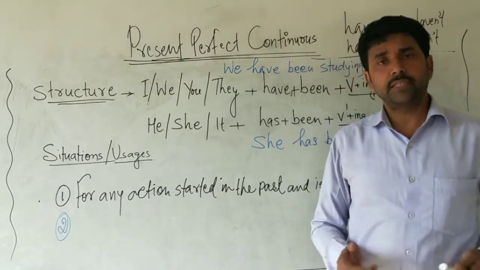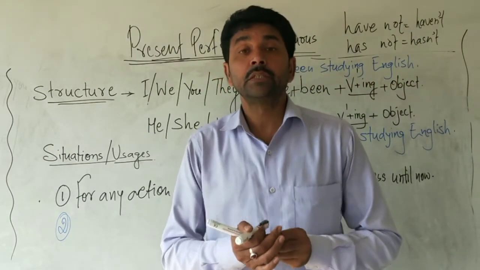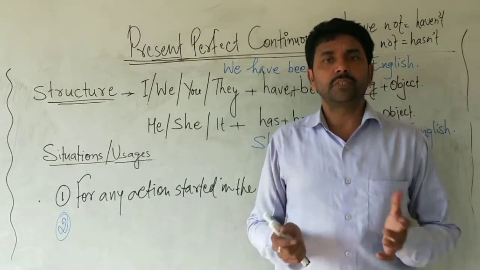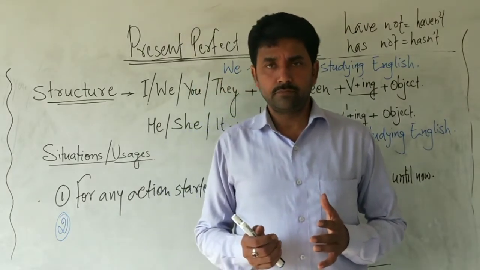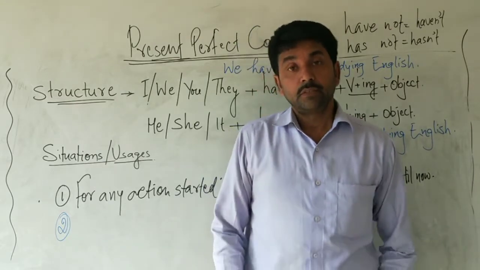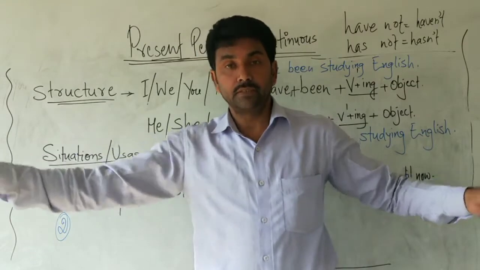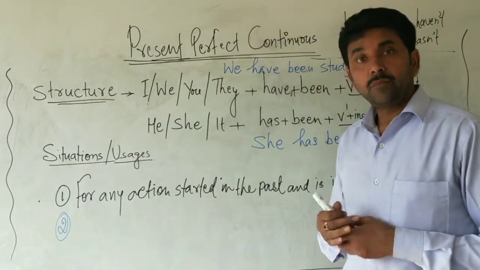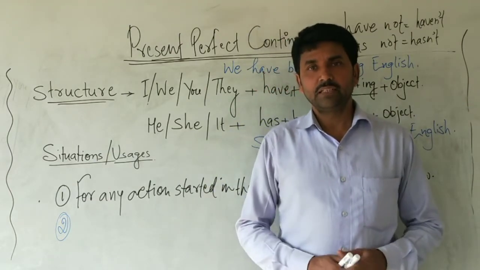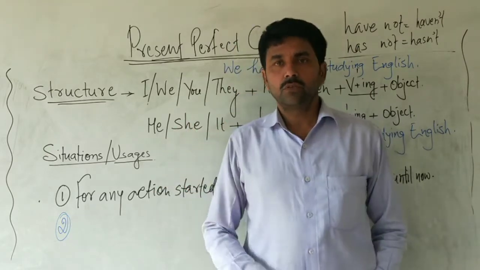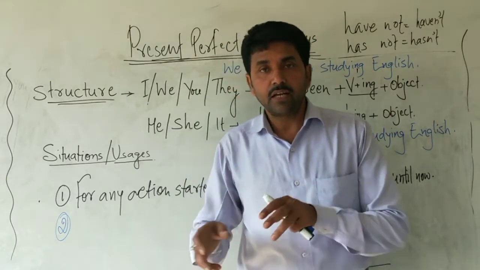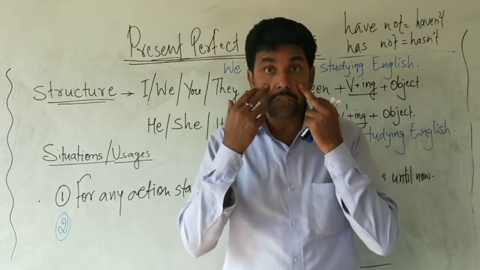Another one is we use present perfect continuous tense for cause and effect also. Sometimes it happens, for example, my eyes are red or I am tired because of something I have been doing. So if I say my eyes are red, the question arises, why? So I will say the cause. The cause can be: I have been crying. I have been crying and that is why my eyes are red.